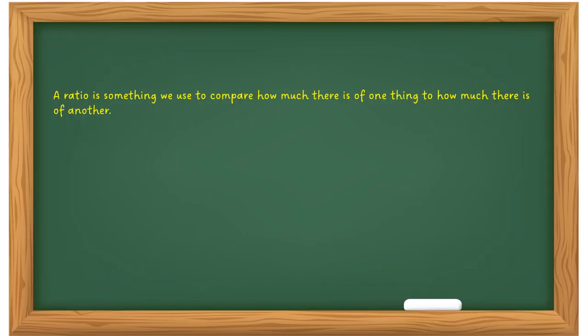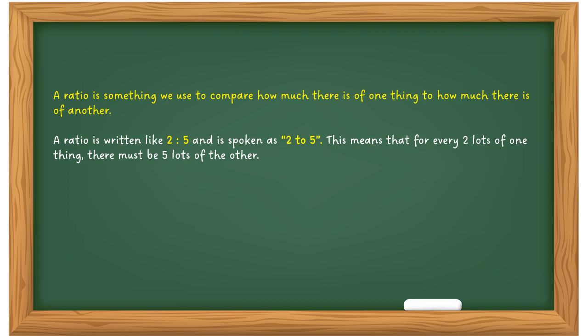Now, ratio is something we use to compare how much there is of one thing and how much there is of another. Ratio is written like 2 colon 5 and is spoken as 2 to 5. This means that for every 2 lots of one thing, there must be 5 lots of another. There are some basic rules you must follow to be able to work with and understand ratios.